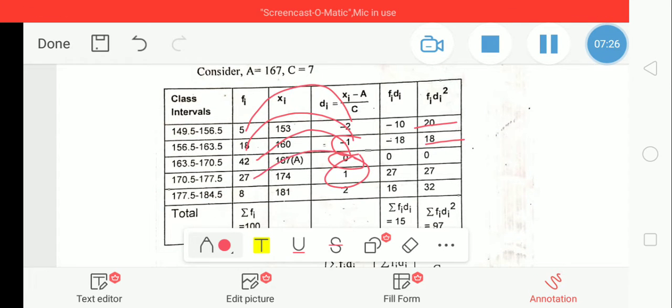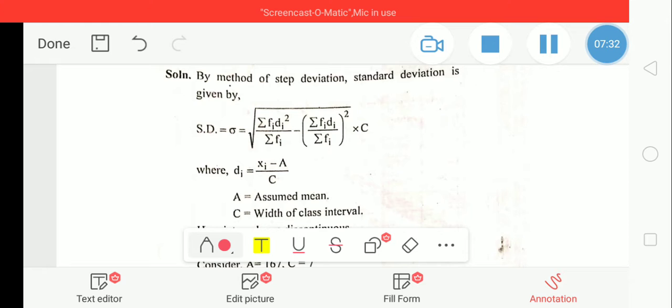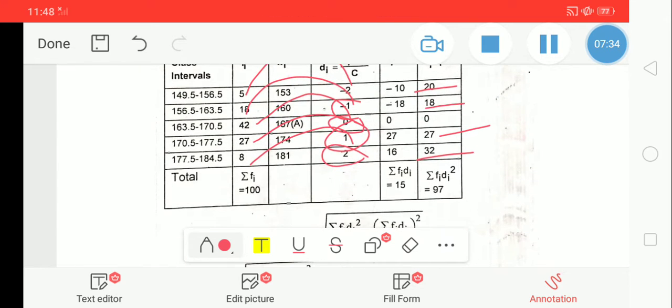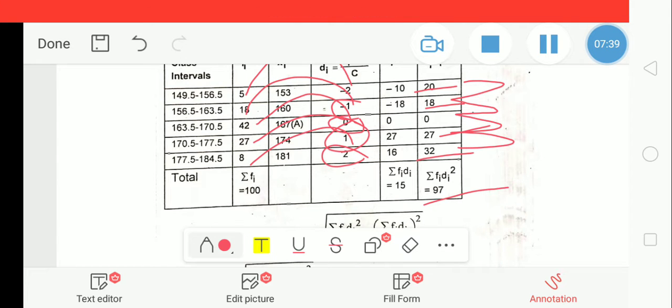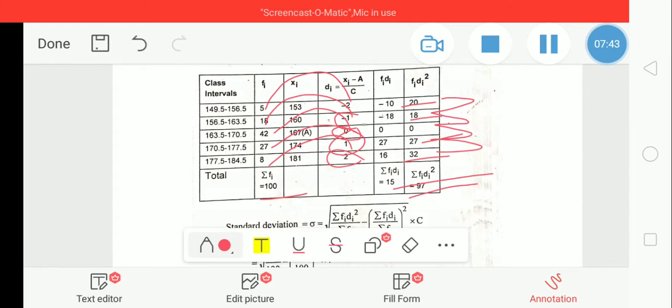1 square multiplied by 27 gives 27, and 2 square means 4, 4 multiplied by 8, so 32. Now we want the summation, so 20 plus 18 plus 0, 27 plus 32, that gives 97. Now put all of these values.